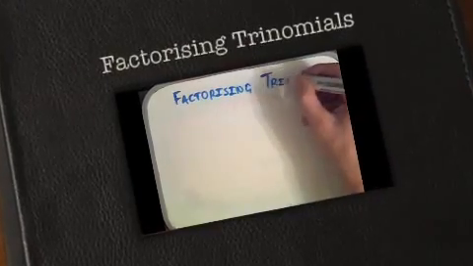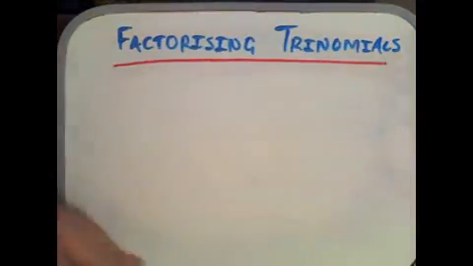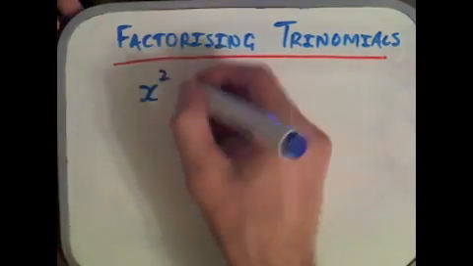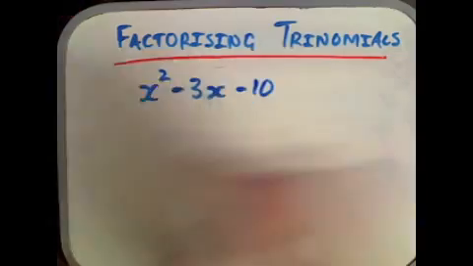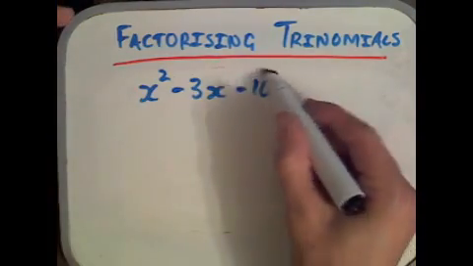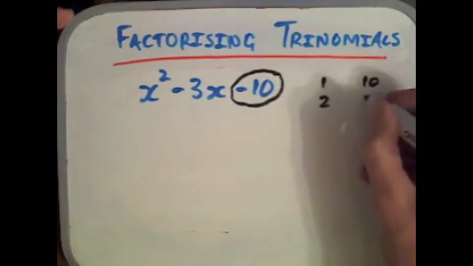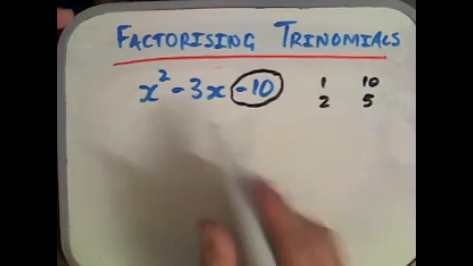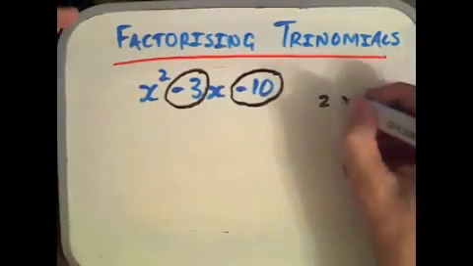Alright guys, we're going to look at factorising trinomials here. Let's look at an example. Let's look at x squared minus 3x minus 10. Okay, the factors of 10. The factors of 10 there are 1 and 10, or 2 and 5. Now 2 and 5 are the factors that are going to give us a difference of 3 there. Okay, so let's get rid of 1 and 10, and let's look at 2 and 5.